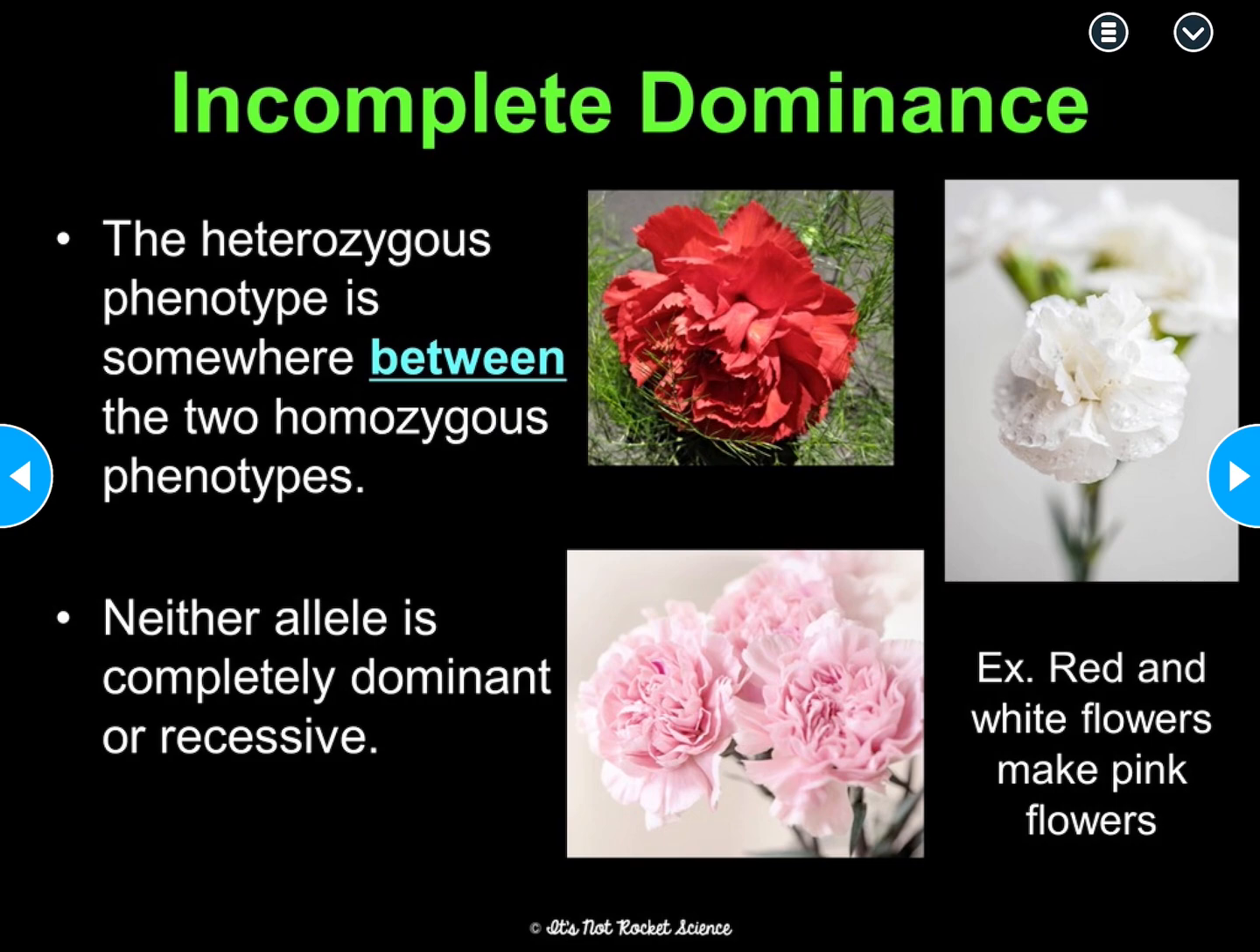Incomplete dominance states that the heterozygous phenotype is somewhere between 2 homozygous phenotypes. So in this situation, the red is like homozygous dominant, maybe big R, and the white is homozygous recessive, little r. Those cross, and we end with a big R, little r, pink flower. So when you think incomplete dominance, think red plus white equals pink. Neither allele is completely dominant or recessive.